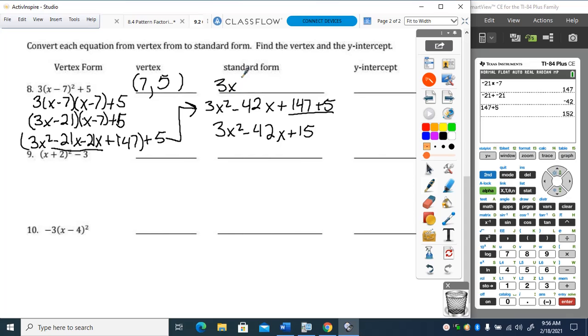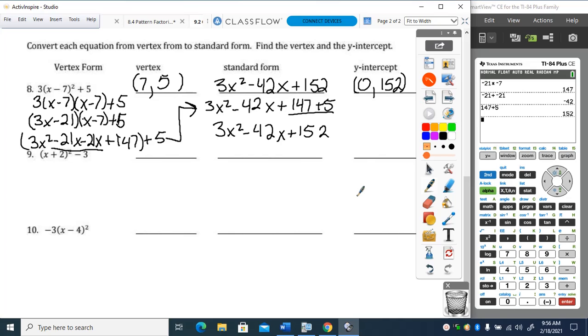3x squared minus 42x plus 152. And since we have our standard form, can we find our y-intercept? Yeah, it'll just be C. So A is 3, B is negative 42, and C is 152. So we have 0, comma, 152. And that's all she wrote.